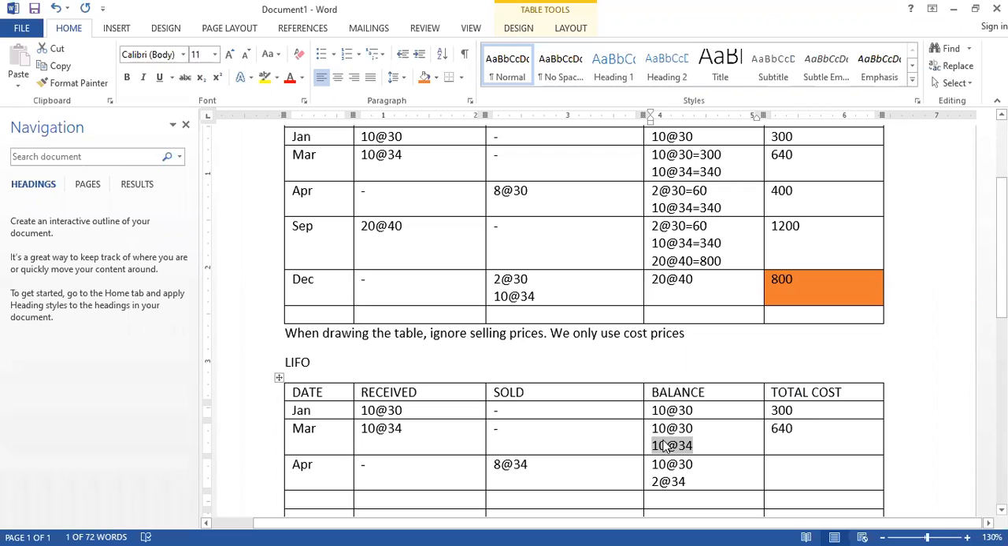How many items will we have left from the 10? From the 10 items, after we issue out 8, we will have 2. That's why we'll have 2 at 34.